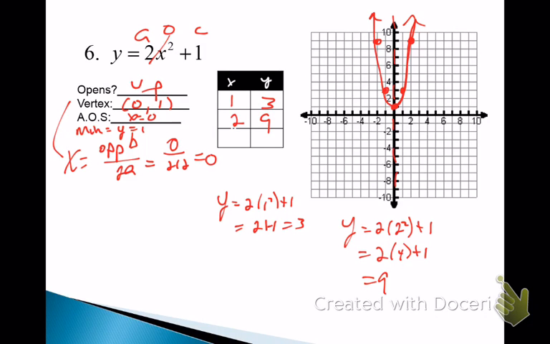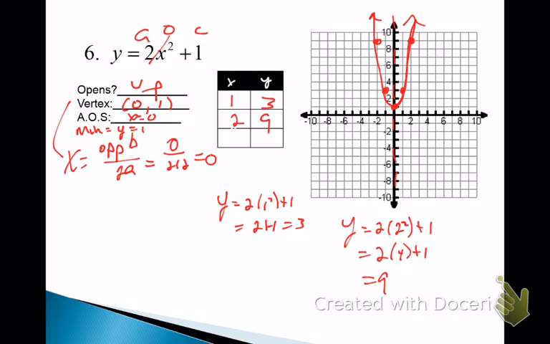Did you get this? It opens up. Vertex at, excuse me, (0, 1). Axis of symmetry at x equals 0. The minimum value is y equals 1. I picked 1 and 2 for my x values.